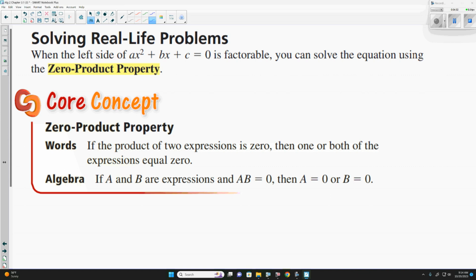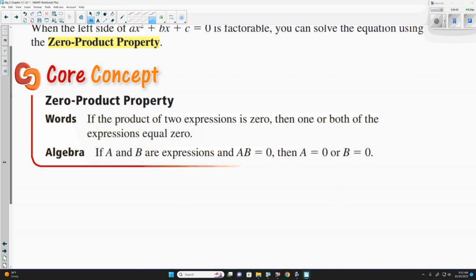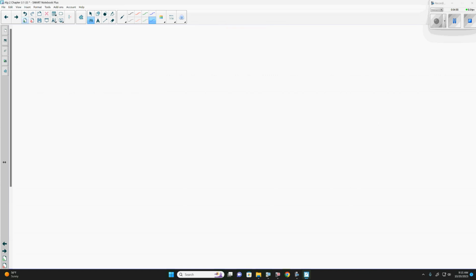What we're going over today is the last part of 3.1. Today is the last section of 3.1. And what we're going to learn is something called the zero product property. I'll go on and read the definition. If the product of two expressions is 0, then one or both of the expressions equals 0. That makes complete sense, yes?